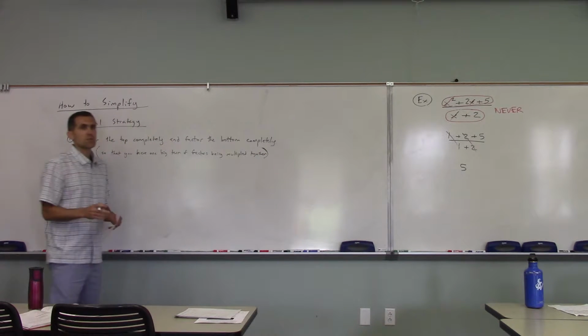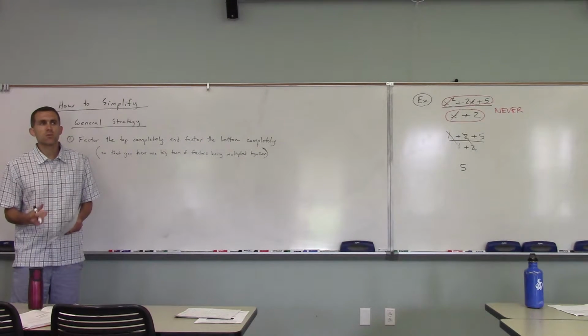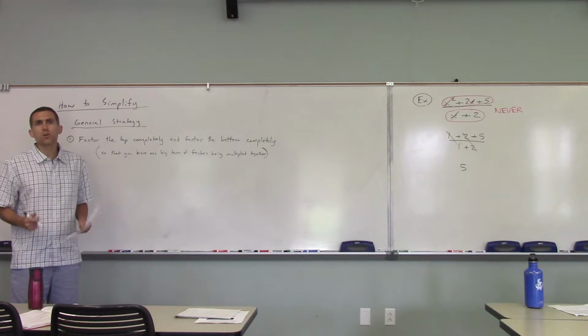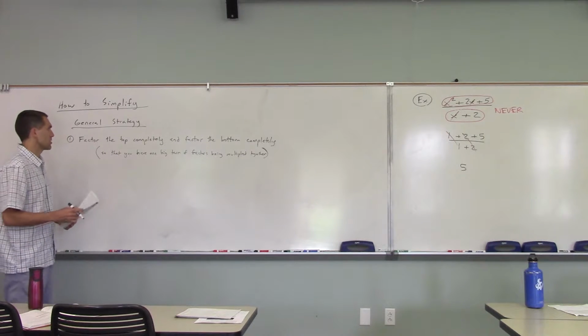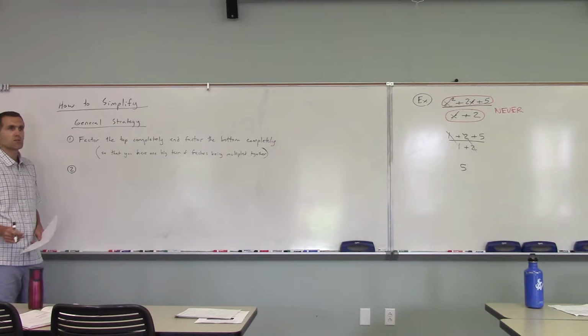the whole reason is so that when you factor it, you have one big clump of factors being multiplied together. All of our shortcuts work when we have one big term. Okay, so first step, just factor everything on top, factor everything on bottom, straightforward.